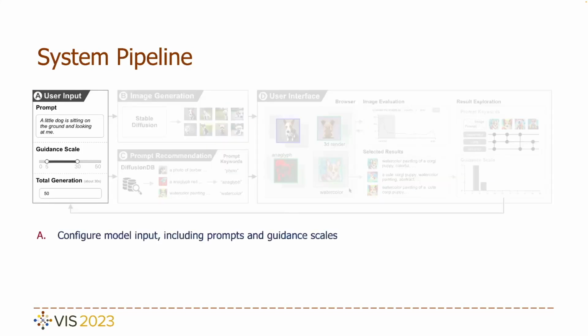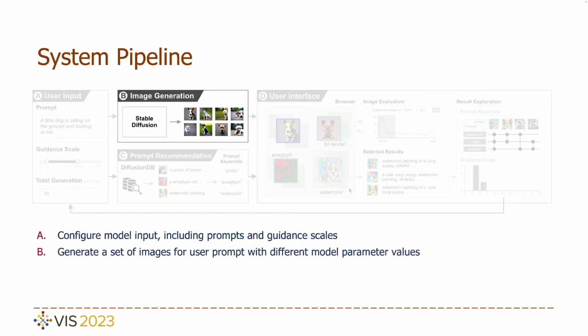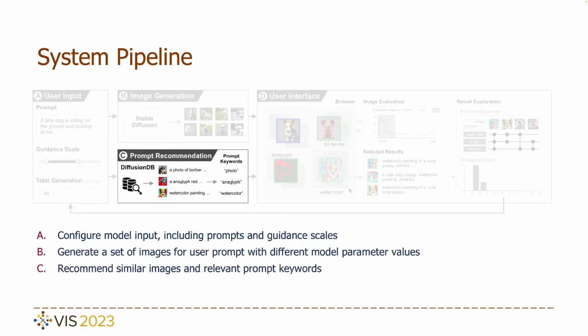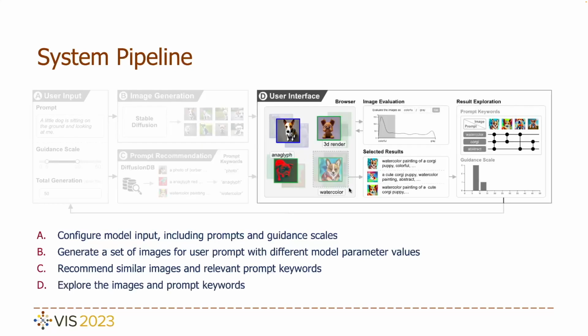First, it allows users to configure model inputs, including prompts and the range of guidance scale. Then, the system employs the Stable Diffusion model to generate a set of image results with different model parameter values. Meanwhile, the system recommends similar image results and relevant prompt keywords to help users refine the prompts. Finally, the images and the prompt keywords are visualized in the user interface to support exploration.